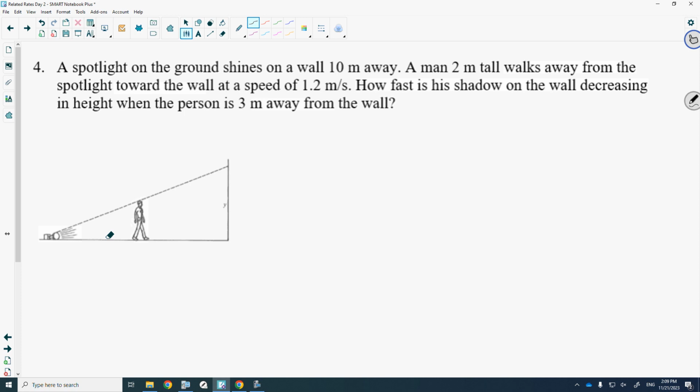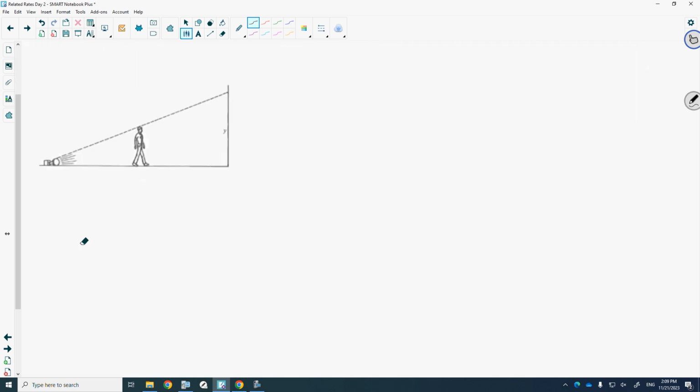A spotlight on the ground shines on a wall 10 meters away. So the distance between the spotlight and this wall here is 10 meters. So this distance is 10 meters. A man is 2 meters tall. So draw a line here. That man is 2 meters tall. And he's walking away from the spotlight towards the wall. So he's walking in this direction.